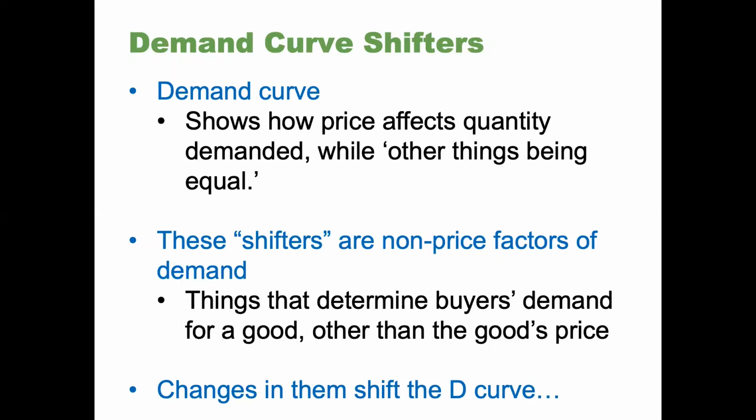Now that we are familiar with different terms related to demand, let's take a look at factors that cause the demand curve to shift. Remember, the demand curve shows how price affects quantity demanded, other things being equal. So things that shift the demand curve must be non-price factors. In other words, things that determine the buyer's demand for a good other than the good's price. Changes in these factors will shift the demand curve.